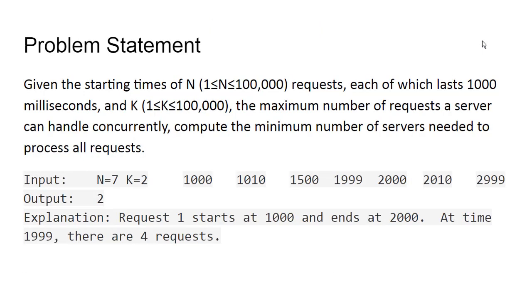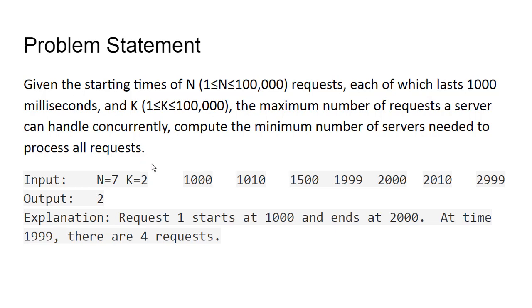You are given n requests that you need to serve. Each request will start at some time, which is given, and then every request will last 1,000 milliseconds. And you're also given a number k, which is the maximum number of requests one server can handle concurrently. So if we have more requests, then you need more servers. The question asks you to compute the minimum number of servers that are needed so that all these requests can be handled adequately, so that you can avoid the downtime.